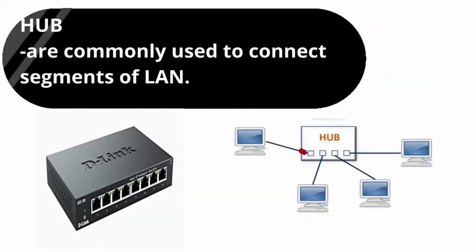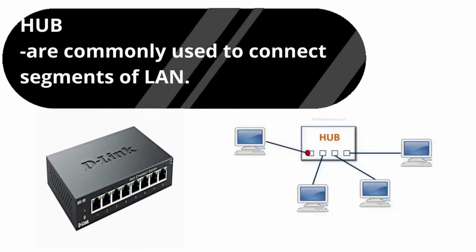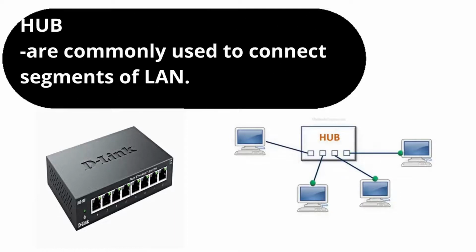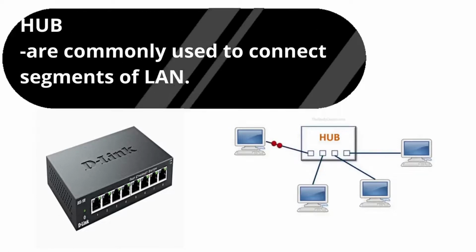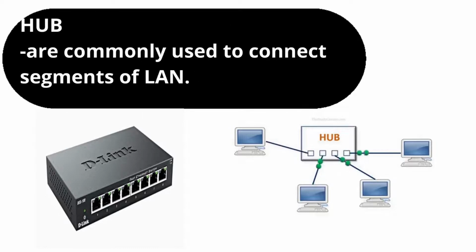First, we have the hub, commonly used to connect segments of a LAN. As you can see on the diagram, it contains multiple ports but is considered not intelligent because it doesn't filter any data. It does not read IP addresses, but instead it creates unnecessary traffic which wastes bandwidth, or simply said, it only rebroadcasts data to every port.